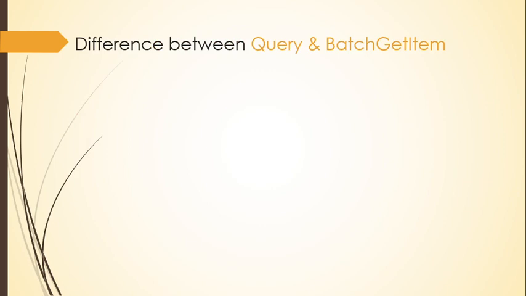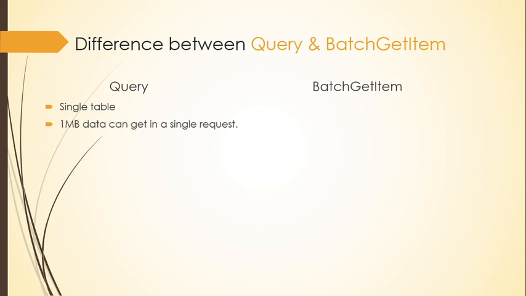So moving towards the difference between Query and BatchGetItem. What are the differences? For Query, as we know, we can execute a query against a single table, and we can retrieve 1 MB of data from a single request, and it requires a partition key, and you can use a filter expression.